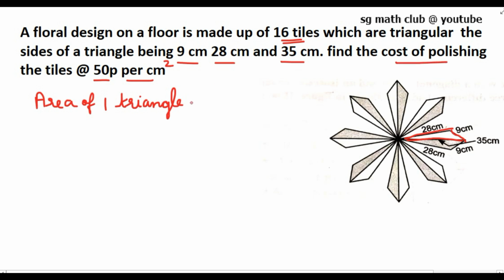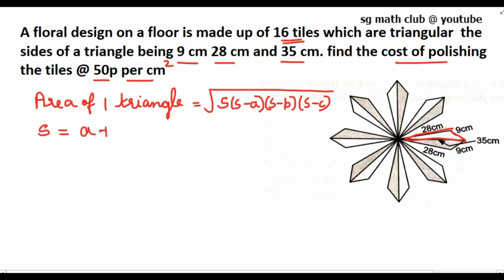So for the area of one triangle by Heron's formula, first we will write root of S into S minus A into S minus B into S minus C. We will find out the semi-perimeter, (A plus B plus C) divided by 2, which is equal to (9 plus 28 plus 35) divided by 2, which is equal to 72 divided by 2.